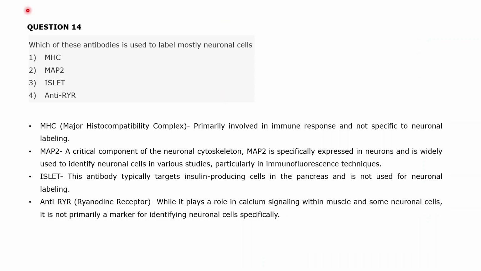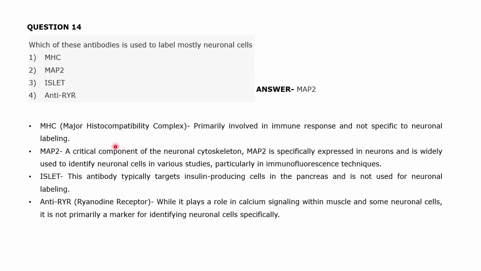So coming on to question number 14. Which of these antibodies is used to label mostly neuronal cells? First one, option number 1, MHC, MAP2, islet, or anti-RYR. Which might be the answer? Labeling neuronal. Option number 2, sir. Option number 2. Yeah, you are right.